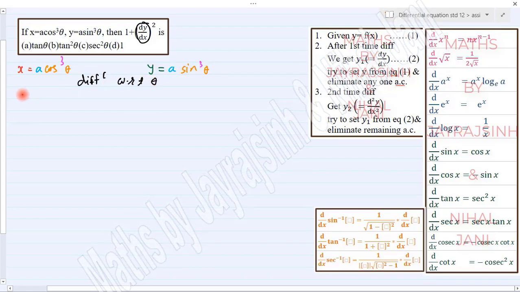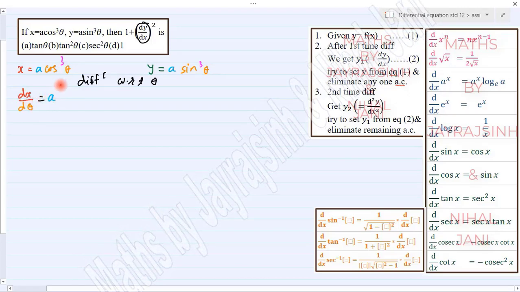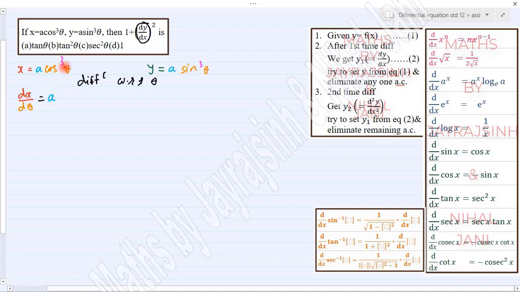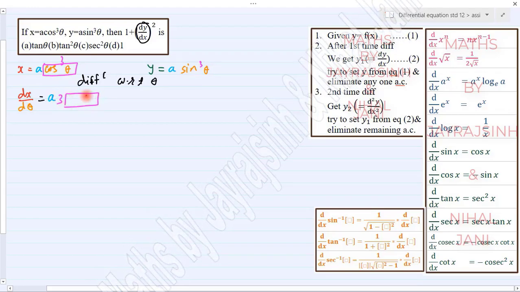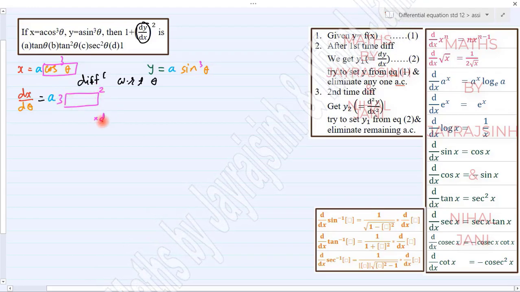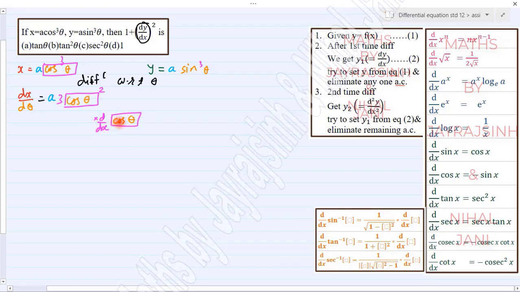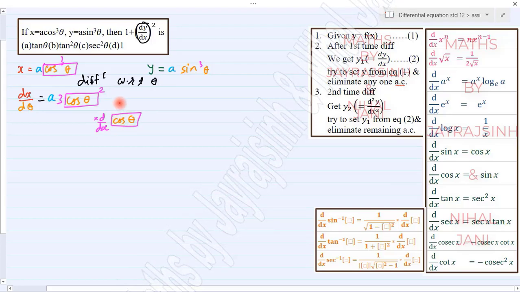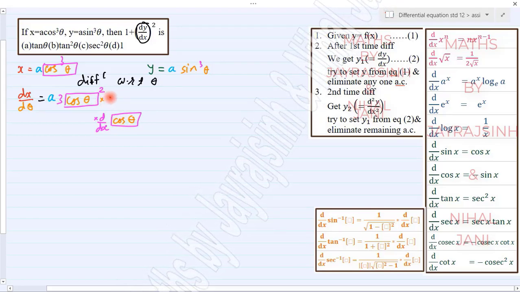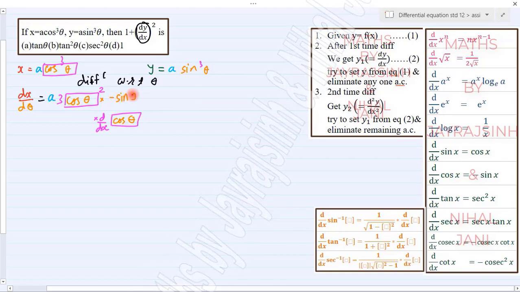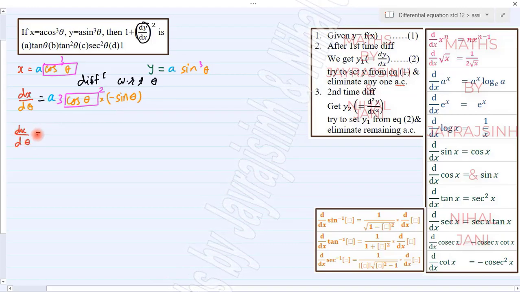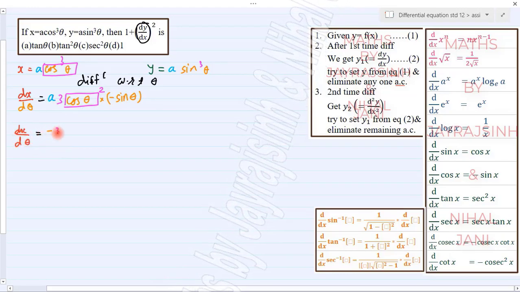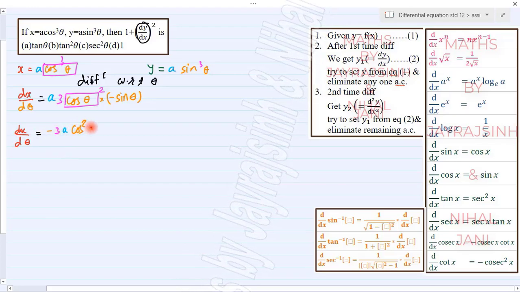So from the equation of x, we will get dx by d theta is equal to a as it is. To differentiate cos cube theta, we have to consider a box around the cos theta. So we'll get 3 box raised to 3 minus 1, or we can say 2, into differentiation of box. Now within the box we have cos theta. So we have to multiply differentiation of cos theta, which is minus sin theta. So here we'll get dx by d theta is equal to minus 3a cos square theta into sin theta.